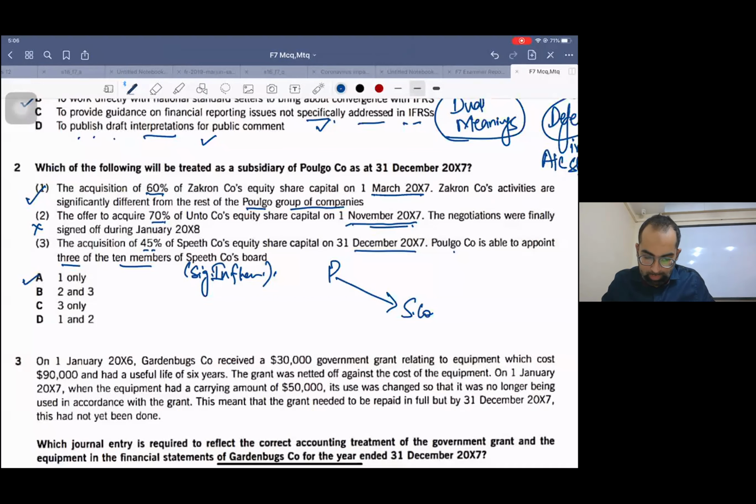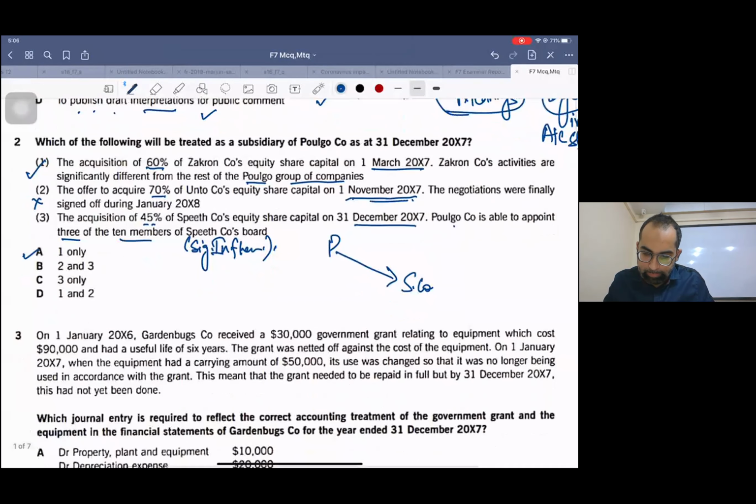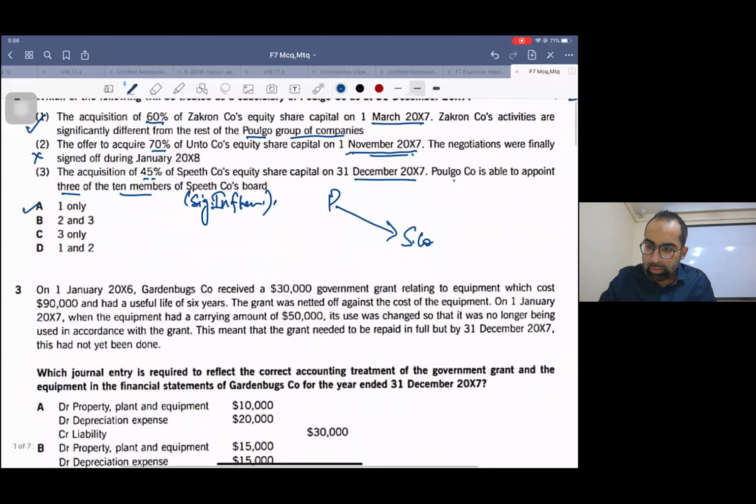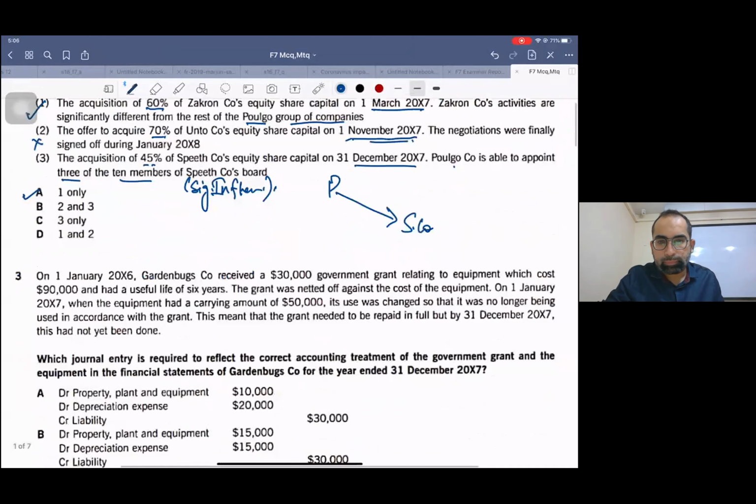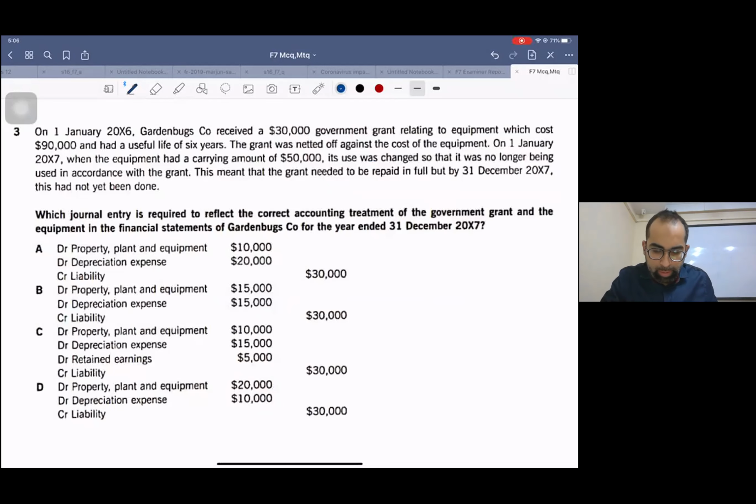So let's start this question number 3. First of all, make up your mind that this is a non-routine question. This is a little non-routine question, because IAS 20 itself is a small accounting standard, one we cover in one class.